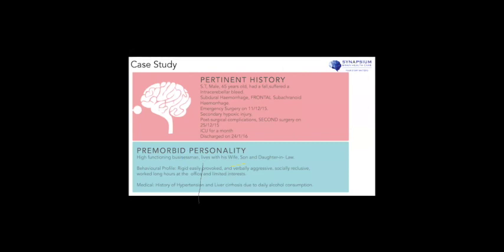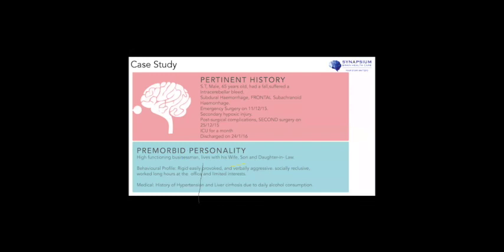Okay, so this individual suffered a subdural hemorrhage in December 2015. He also suffered a secondary post-surgical hypoxic injury. So he had to undergo a surgery, and because of that, he had a hypoxic injury. As I mentioned, secondary injuries are unfortunately pretty common, making things more difficult for them. He was in the ICU for a month.